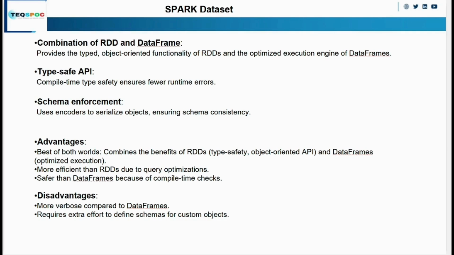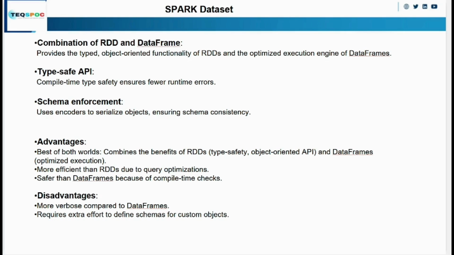But we must know about the differences between DataFrame, Dataset and RDD, as in interviews they quite often ask the differences between these three APIs. Now there are some advantages of using the Dataset API. It's the best of both worlds. It combines the benefits of RDD, type safety and object-oriented API, and the DataFrame's optimized execution. So a developer who wants to use the functional API and also take the benefit of optimized execution can use the Dataset API.